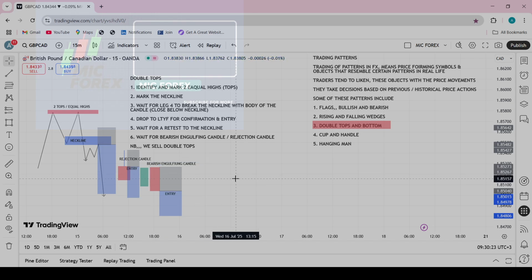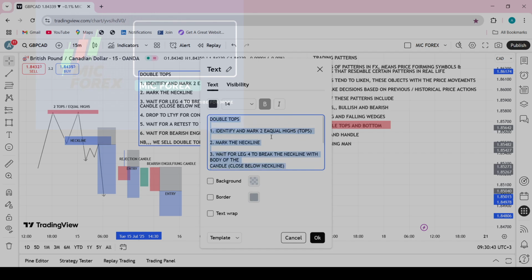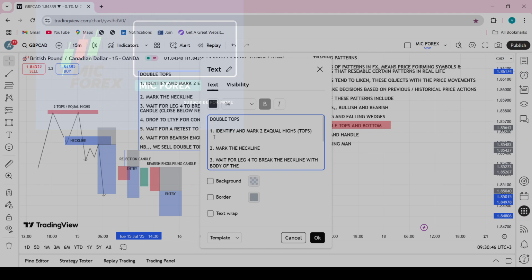So we sell double tops. Let me repeat, guys. Double tops happen, actually, in most cases, at the reversals, at the reaction points. Actually, I think I need to add that one. So double tops usually happen at major reaction points. Major reaction points. So what does it mean?